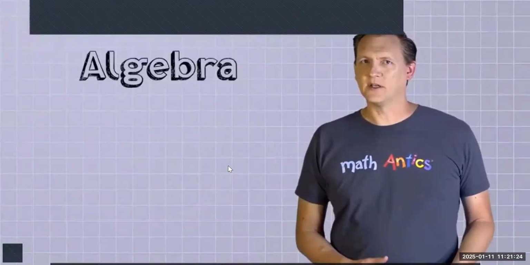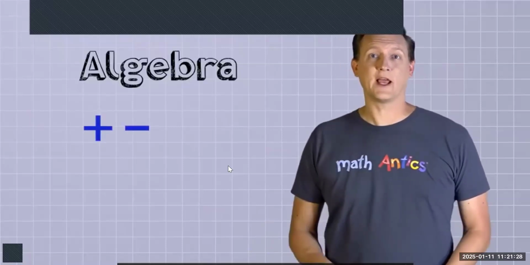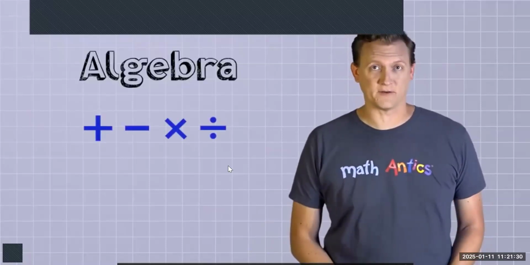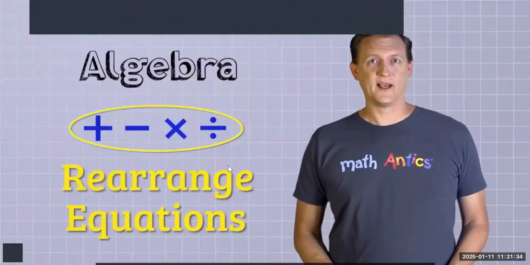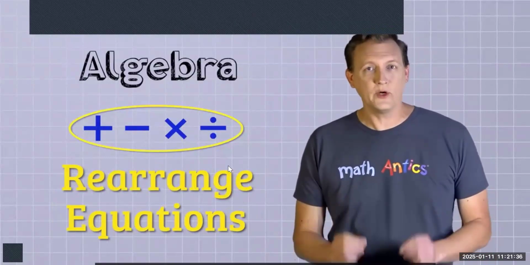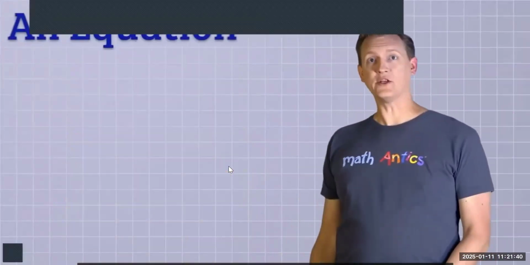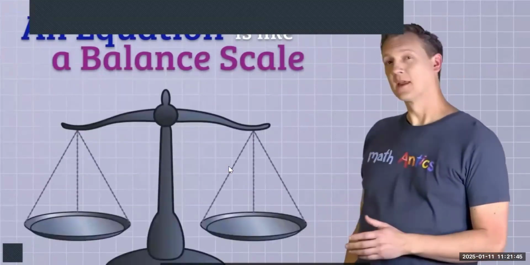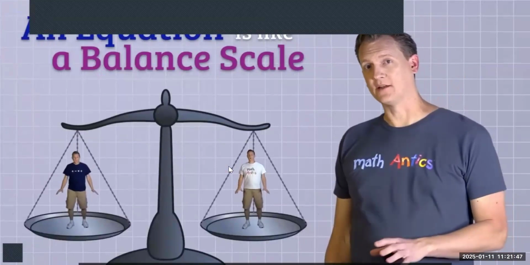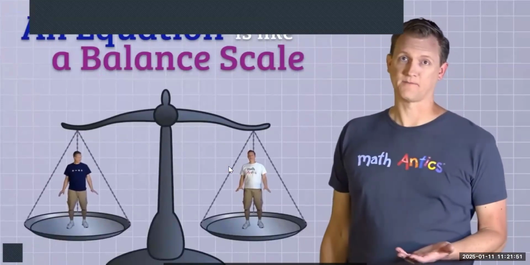Well, we know that algebra still uses the four main arithmetic operations: addition, subtraction, multiplication, and division. And we can use those operations to rearrange equations, as long as we understand one really important thing first. We need to understand that an equation is like a balance scale. You've seen a balance scale, right? If there's the same amount of weight on each side of the scale, then the two sides are in balance.